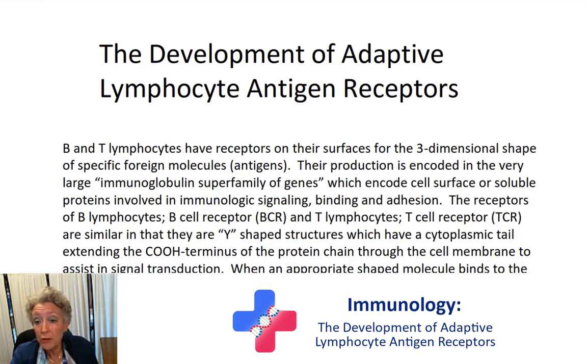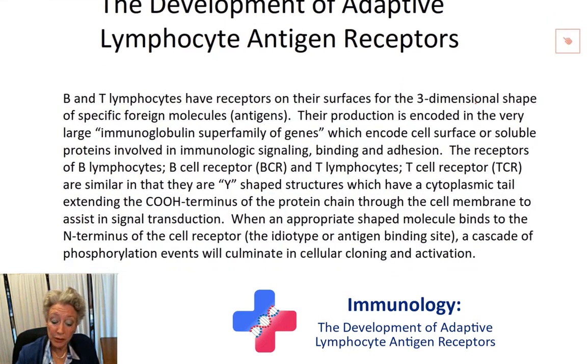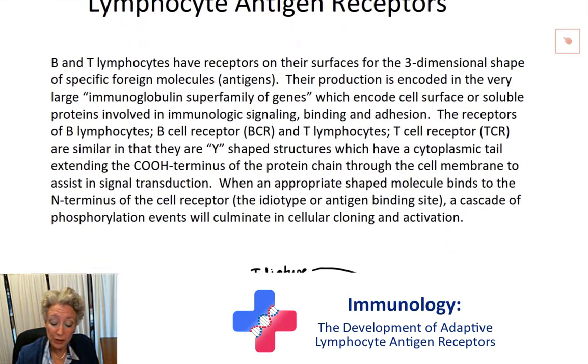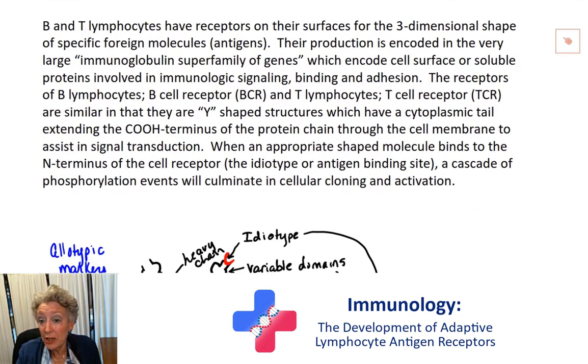So we call these the B cell receptor, or BCR, or the T cell receptor, or TCR. And if you notice, these two molecules are encoded in the same superfamily of genes. We refer to this as the immunoglobulin superfamily, and it's a group of related genes which create membrane surface receptors that have something to do with cell activation or communication or signaling in some way.